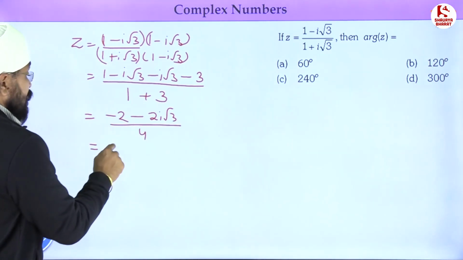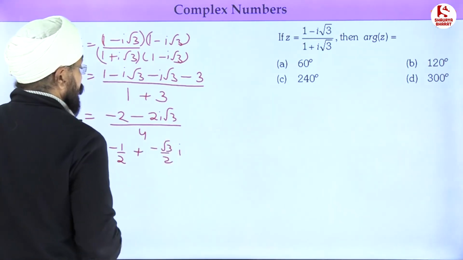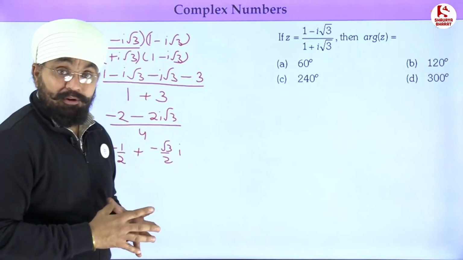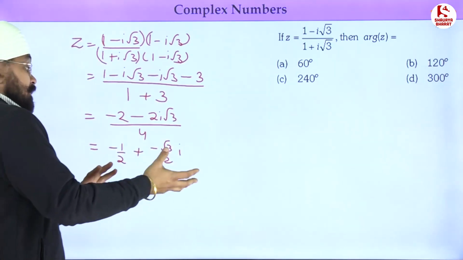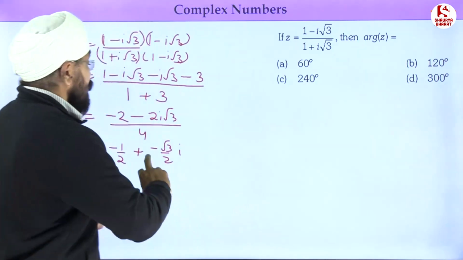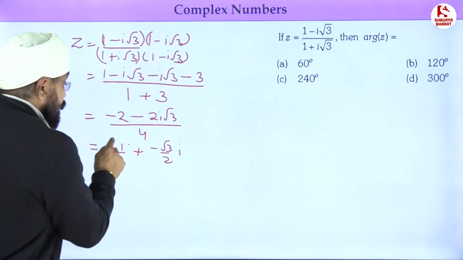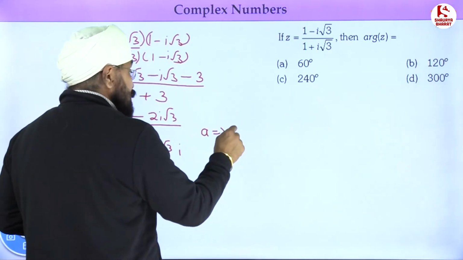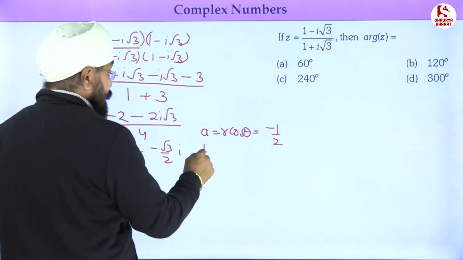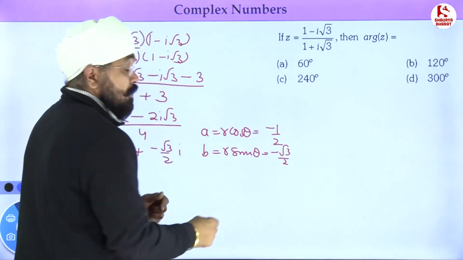Now if you separate them, we get minus 1 upon 2, and again minus root 3 upon 2 iota. Here we have to convert this complex number, which we have obtained in Cartesian form, into polar form, where I want to find only the argument. The real part, generally called A, which is r cos theta, is minus 1 upon 2. In the same way, the imaginary part B, which is r sin theta, is minus root 3 upon 2. Both are negative.